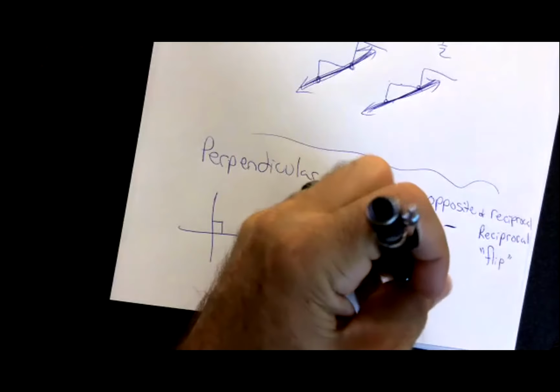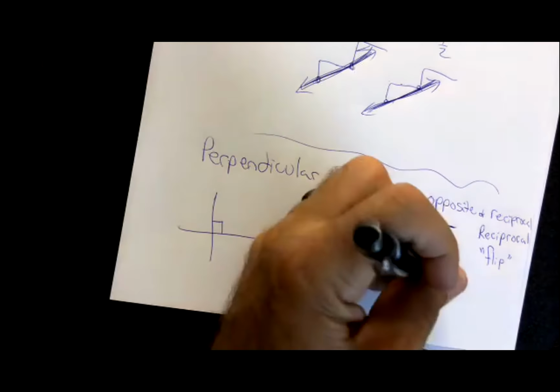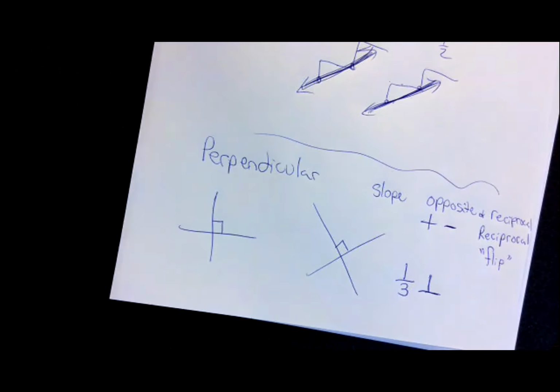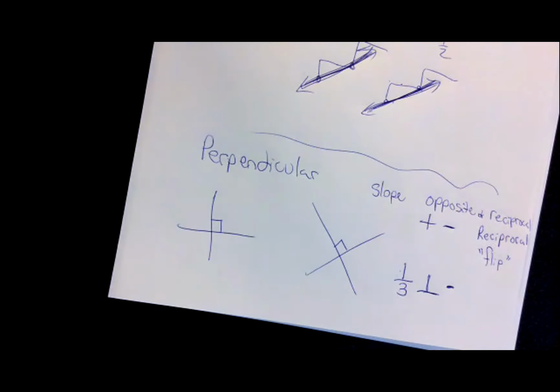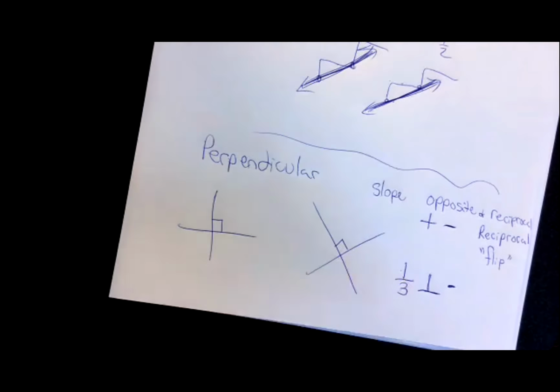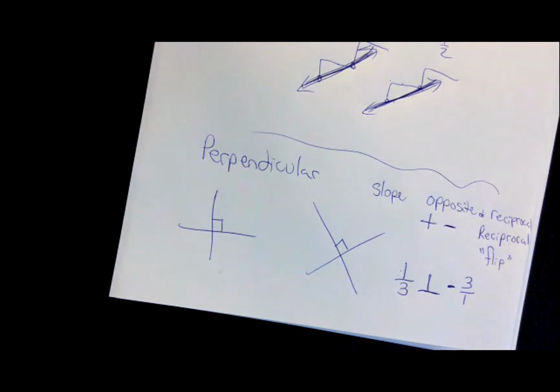So a line with a slope of 1/3 will be perpendicular. The symbol for perpendicular is kind of an upside down looking T. It's just a shortcut for me to write it so I don't have to write out the word perpendicular. Okay, so if this is positive, the perpendicular one will be negative, and it will be flipped. So instead of 1/3, it's going to be 3/1, or just -3.